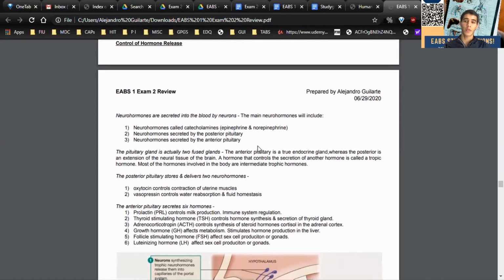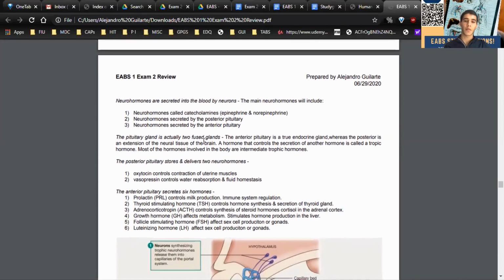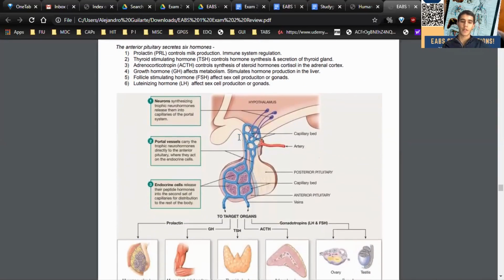When we look at neurohormones, which are hormones involved with the nervous system, then we're talking about catecholamines, which are epinephrine, norepinephrine, those secreted by the posterior pituitary, and those secreted by the anterior pituitary. And the pituitary gland by itself is actually two fused glands. The anterior pituitary is a true endocrine gland, and the posterior pituitary is an extension of the neural tissue of the brain. And we'll see that here in this diagram. We can see the anterior pituitary and the posterior pituitary.